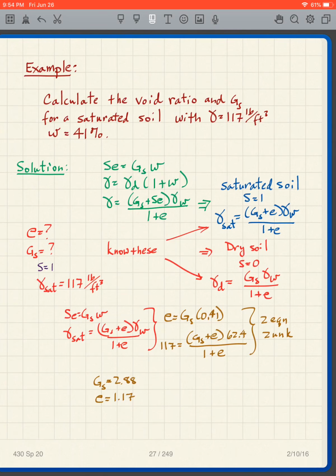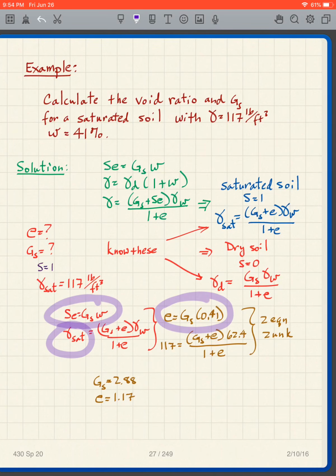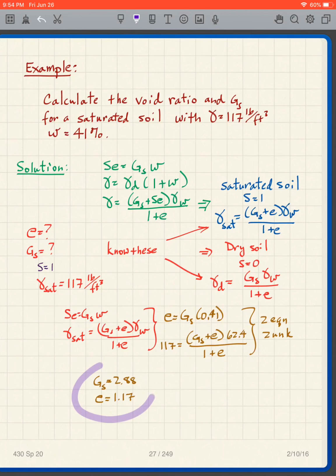So we decided we could get two equations, two unknowns, and when I plug these in, I get this. I'm going to use this equation, I get that. I'm going to use this equation, I get that. I got the two equations, two unknowns, and now that I plug them in, I can solve them. I get that answer, so I'm going to go on to the next.